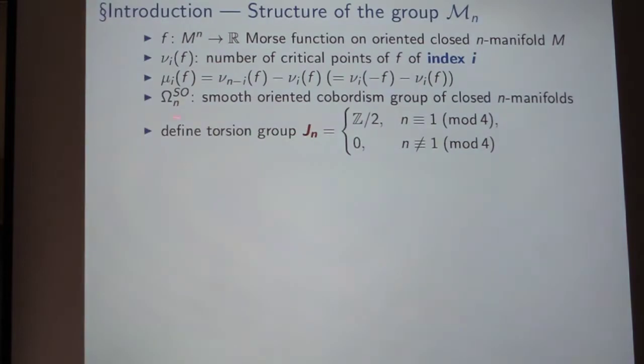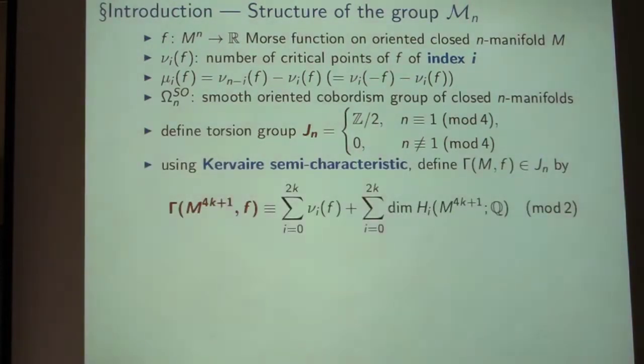And also we need some groups. One group will be the smooth-oriented cobordism group of manifolds, which is well known. Its definition is well known. And we will also require some torsion group, which only appears when n is of the form 1 mod 4. Then it takes the group Z mod 2, otherwise it's 0. And we define the following invariant of a pair n, f, which takes values in this torsion group, which is only necessary to define if n is congruent 1 mod 4.